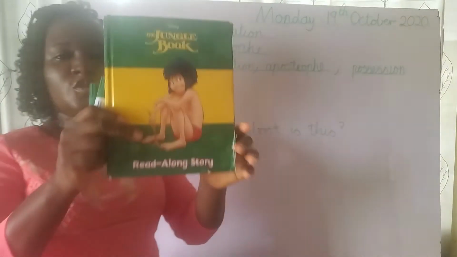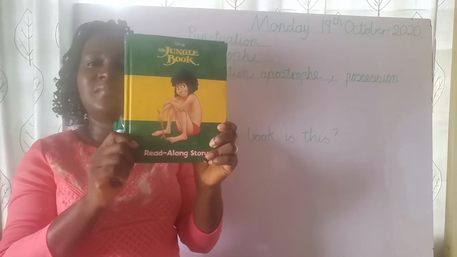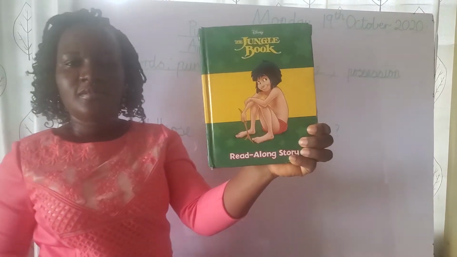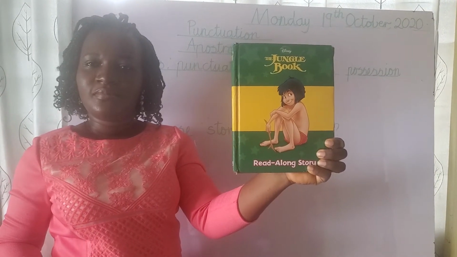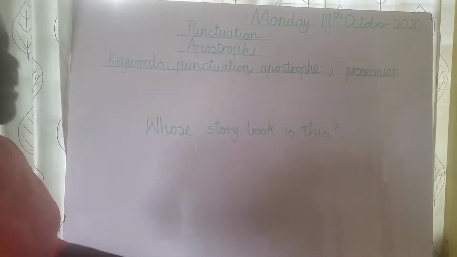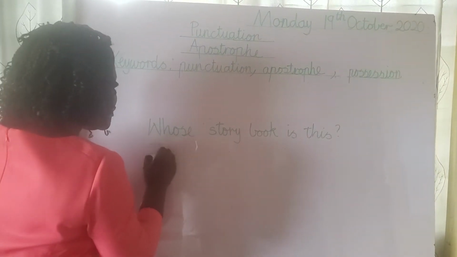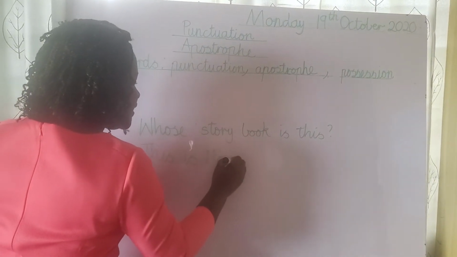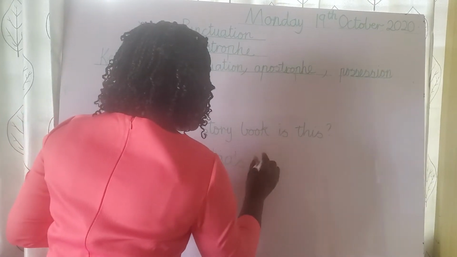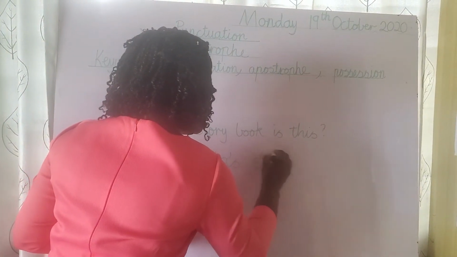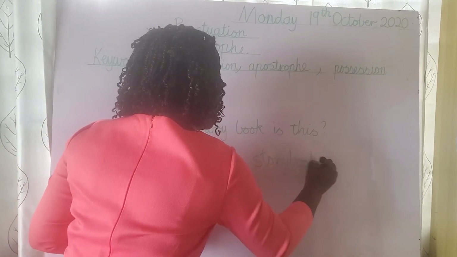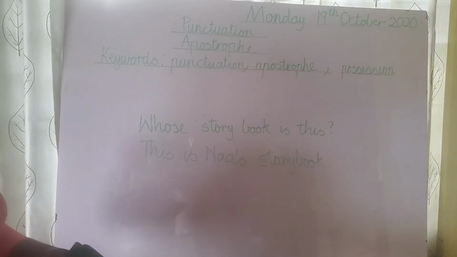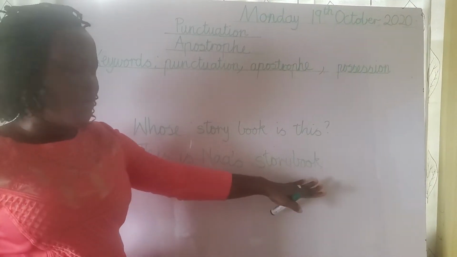This storybook is for Na. Na is my daughter. So if I ask you, whose storybook is this? What will you say? You will say, Na. This is Na's storybook. Isn't it? If I ask you, whose storybook is this? You would say, this is Na's storybook.